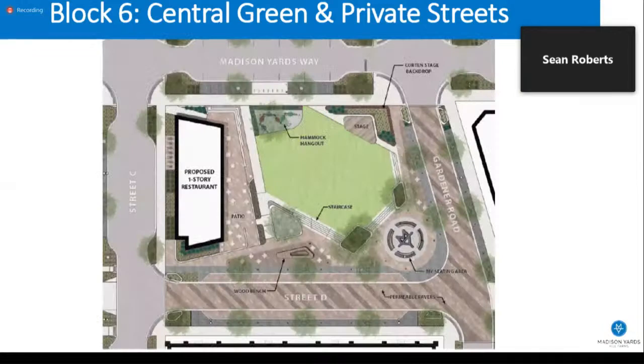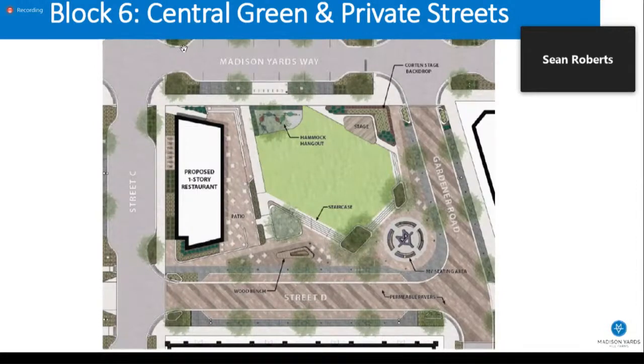And then at the center of this project, really the jewel of the project, is our central green, which at build out will have the park area, with our underground storm tank underneath it. It will have a stage, various seating areas, and a hammock hangout area. And we've built a flexible street of pervious pavement around the perimeter, currently on Street D and Gardner Road, on the east and south perimeter of the plaza.